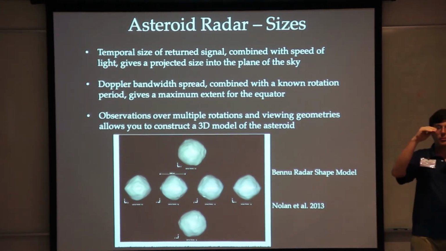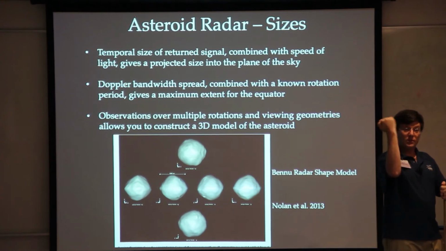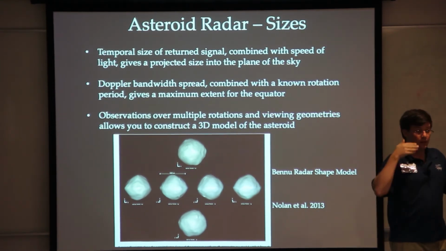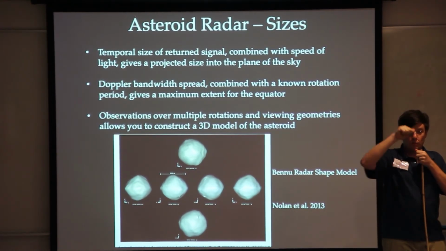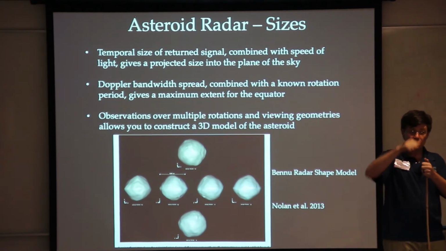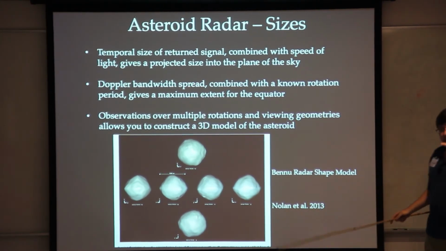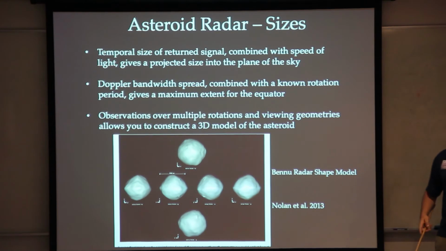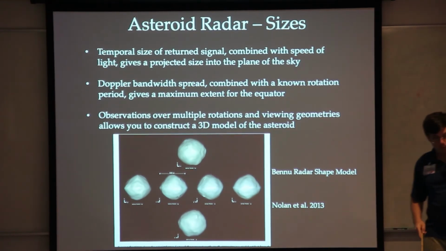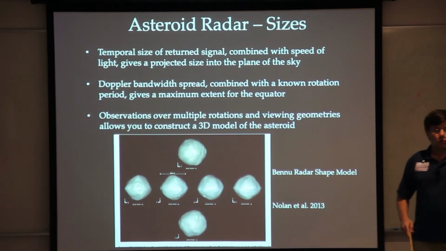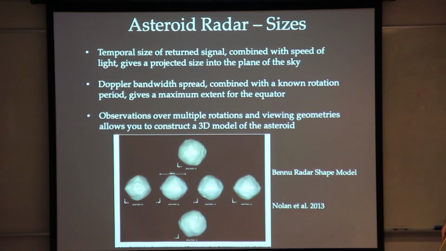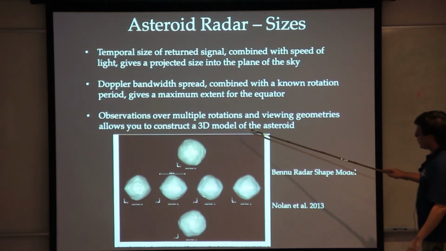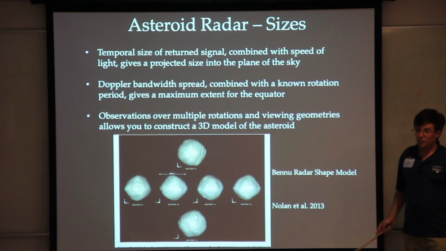Now, there are some problems where you can't tell if something's the north or the south from an initial image, because the time delays will be the same for them, and the Doppler shifts will be the same. But if you have multiple observations of an object at different viewing geometries, you can start to break the degeneracies between north and south, and they can result in a 3D model, in this case of Bennu.